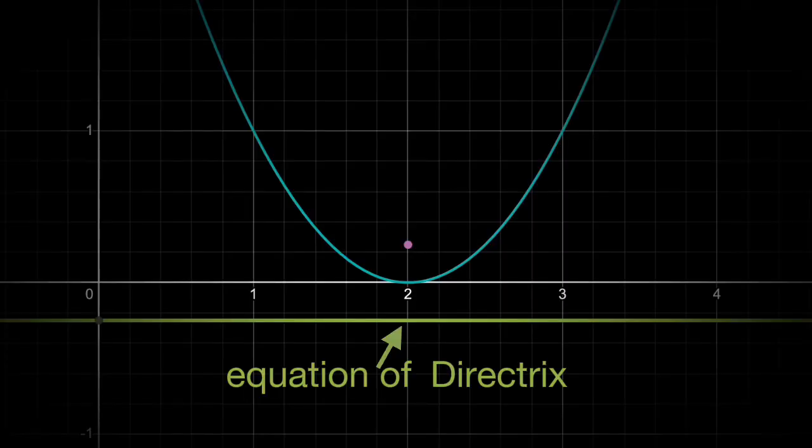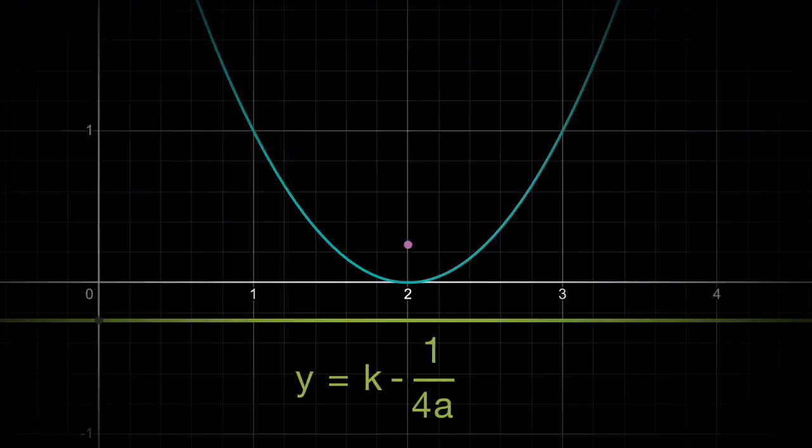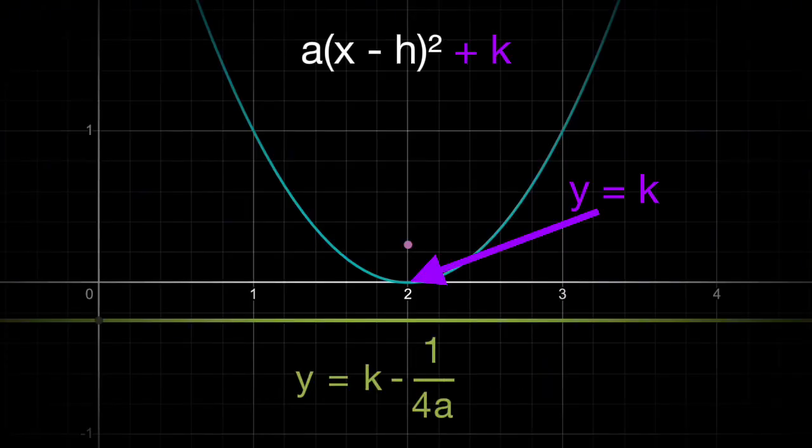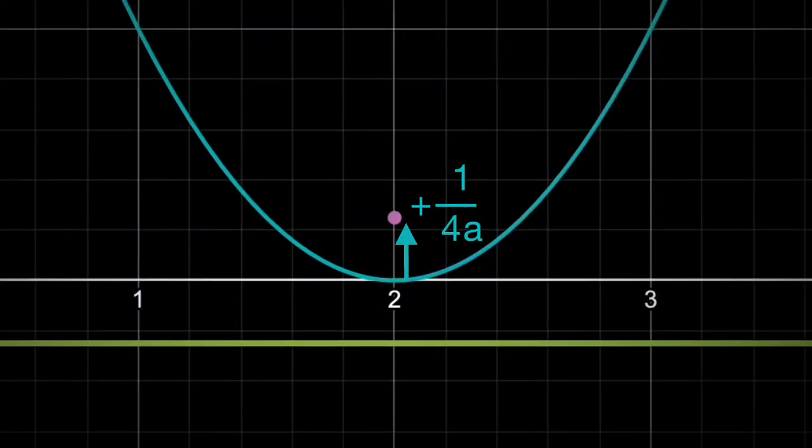The equation for the directrix is y equal to k minus 1 over 4a. Because k is the y-coordinate of the turning point, if we add 1 over 4a to this, we get the y-coordinate of the focal point. If we subtract 1 over 4a from this, we get the y value of the directrix line. Okay, well there goes one application of the quadratic equation.